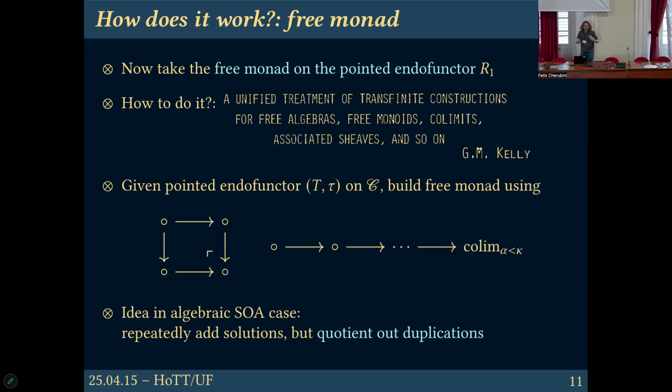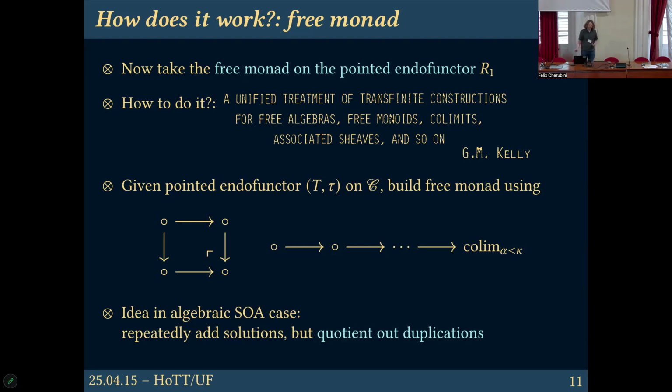We want to take the free monad. Our R is going to be the free monad on this pointed endofunctor. Unfortunately for us, we don't have to figure out how to make free monads because Kelly wrote this paper with a very scary name that does it for us. I'm not going to go into details on that, but let's just say that given a pointed endofunctor on some category, this construction builds a free monad using some operations that we like, pushouts and these transfinite compositions or sequential colimits.